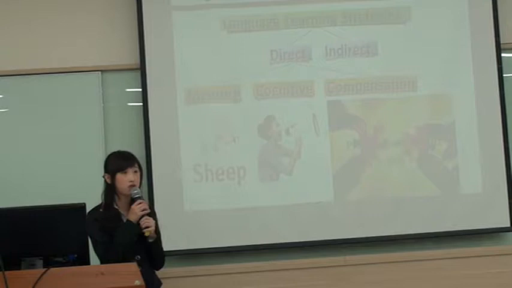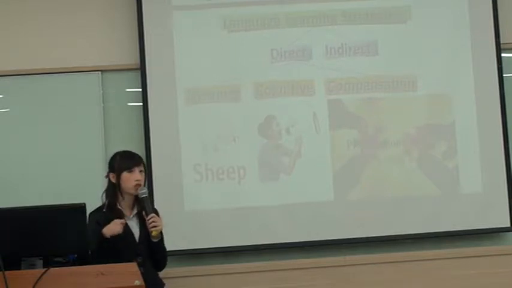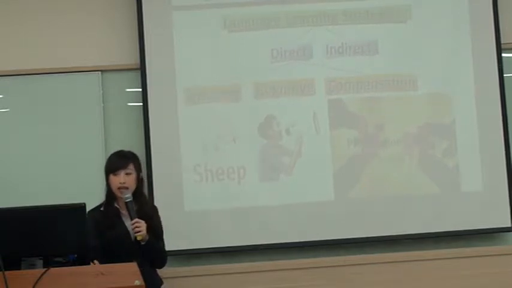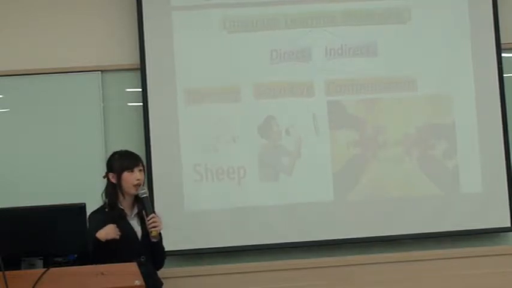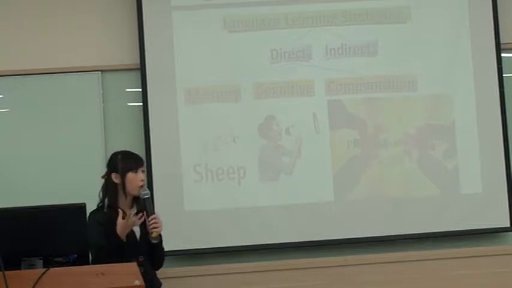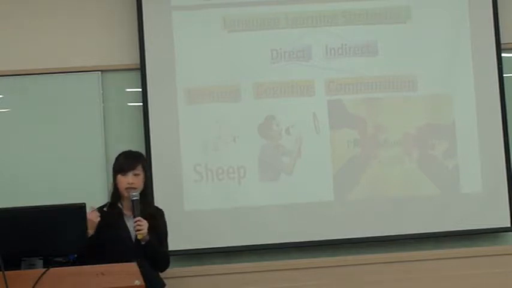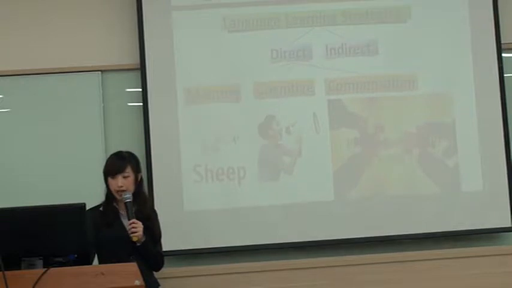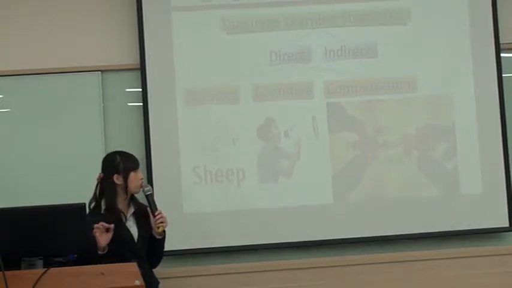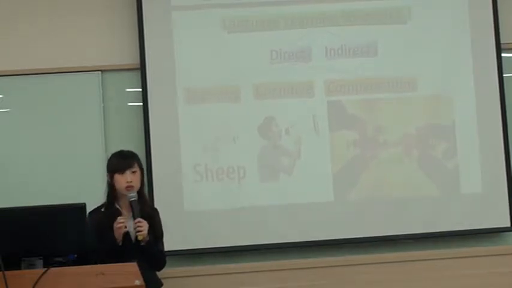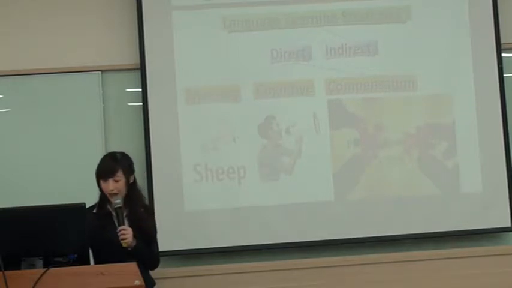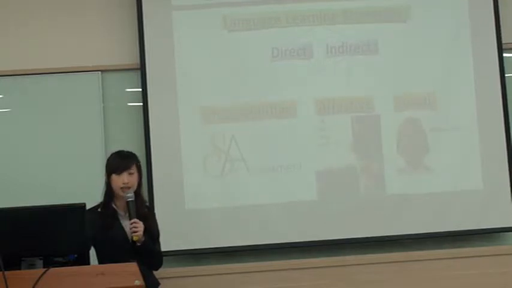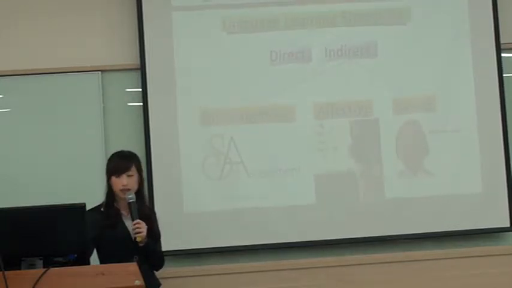Activity of memory strategy, such as using flashcards to teach students, and cognitive strategies such as we always tell the students to speak out while they want to memorize the vocabulary. That's cognitive strategy. As for compensation strategy, teachers always use prefix, roots, and suffix to teach students the new words. And as for indirect strategy, they are metacognitive, affective, and social strategy.